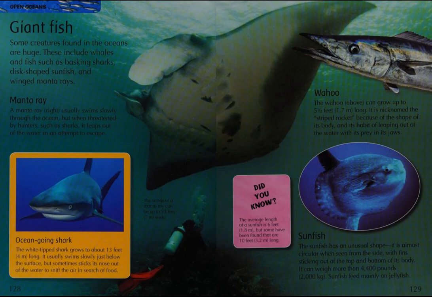Sunfish. The sunfish has an unusual shape. It is almost circular when seen from the side, with fins sticking out of the top and bottom of its body. It can weigh more than 4,400 pounds, 2,000 kilograms. Sunfish feed mainly on jellyfish. Did you know? The average length of a sunfish is 6 feet, 1.8 meters, but some have been found that are 10 feet, 3.2 meters, long.